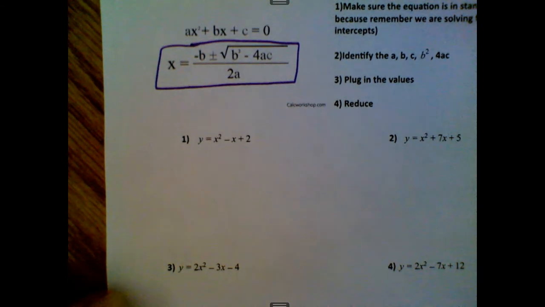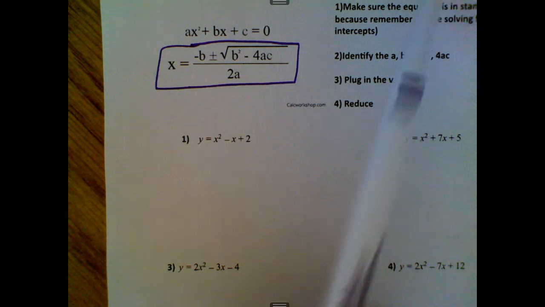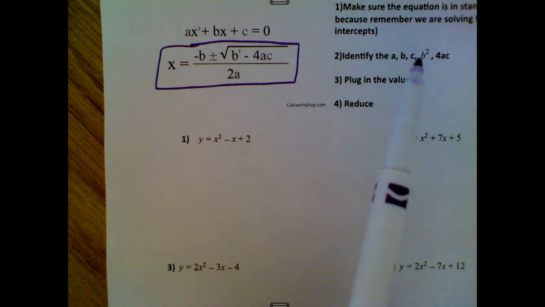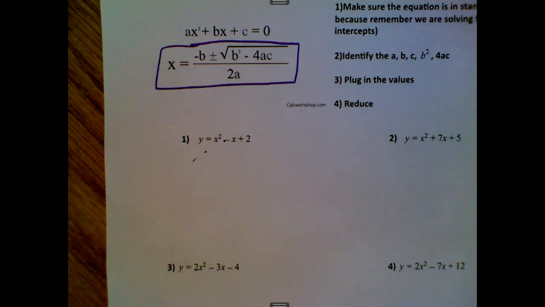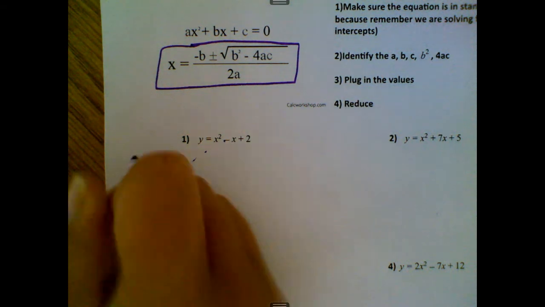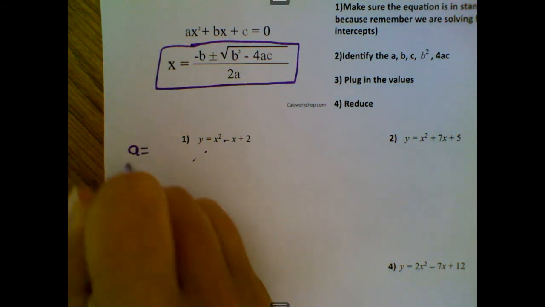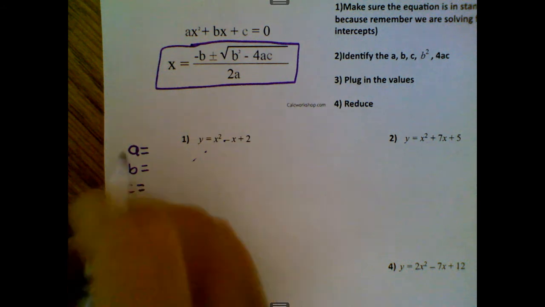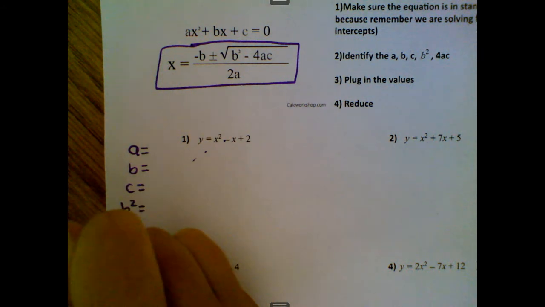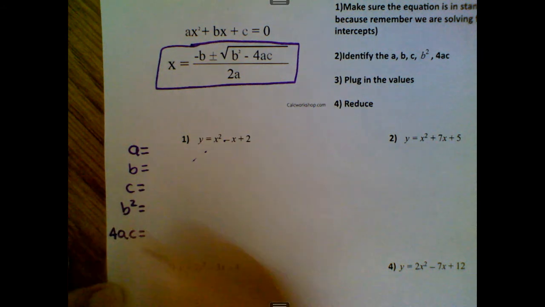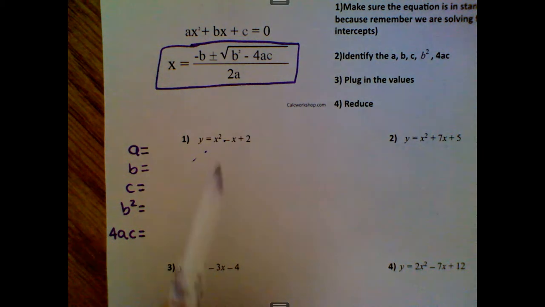So let's zoom in a little bit so we can get some work done on question 1. First we're going to identify what is the a value, b value, c value, and then what is b squared and what is 4 times a times c. So this is how I always want you to start out. This is how you can keep the neatest work possible. On the very side of the problem, you're going to write a equals, b equals, c equals, b squared equals, 4ac equals. And then we're going to plug in what those values are.